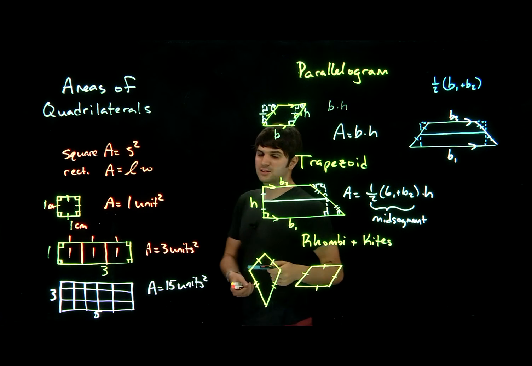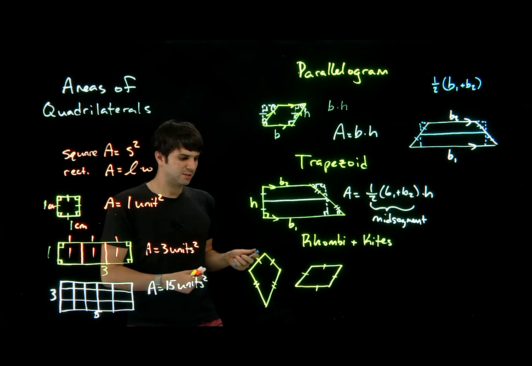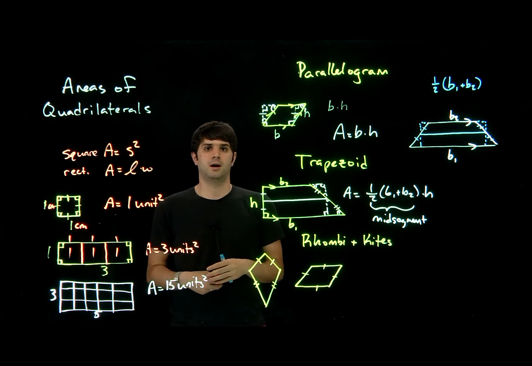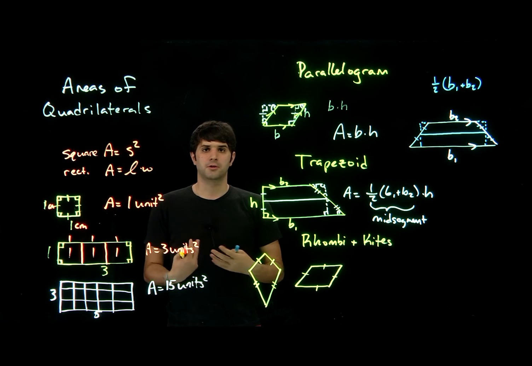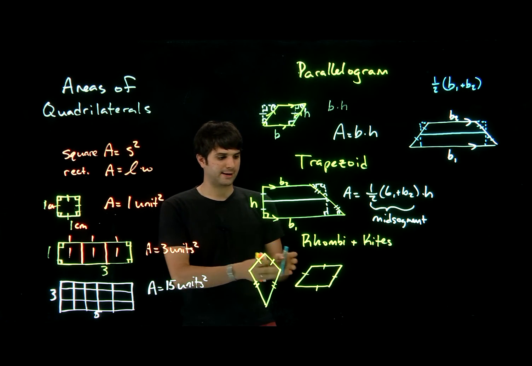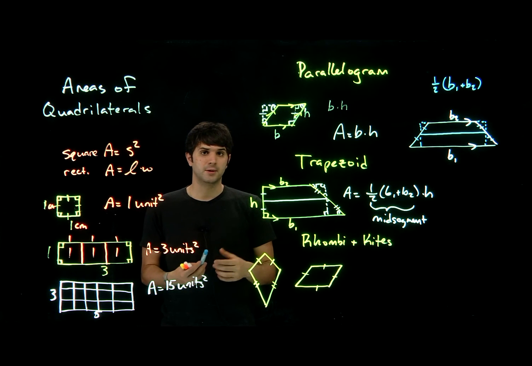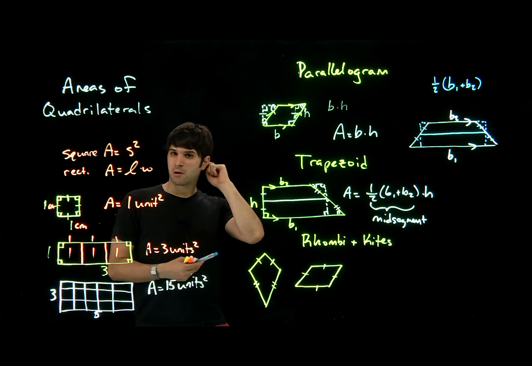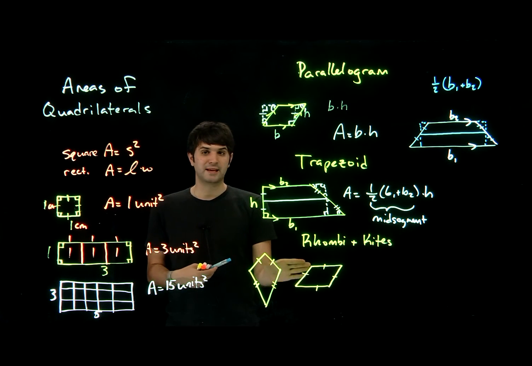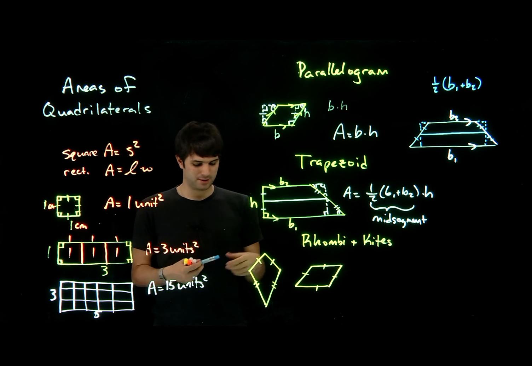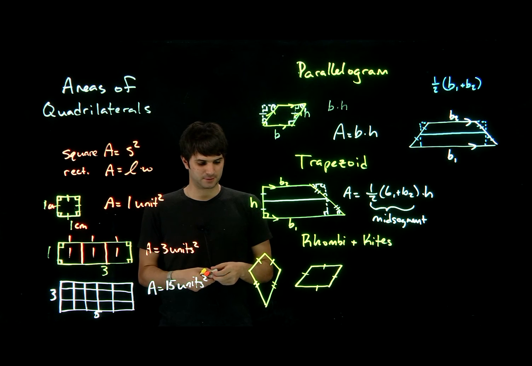Okay, finally, let's get to rhombi and kites. If you recall the properties of rhombi and kites, you know that they share a special property, and maybe if you remember which one they share, that will give you a hint as to what the formula is.